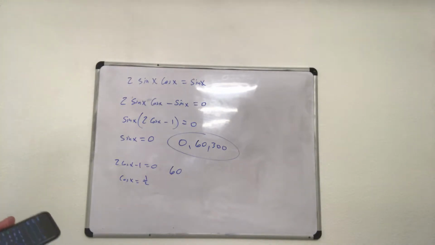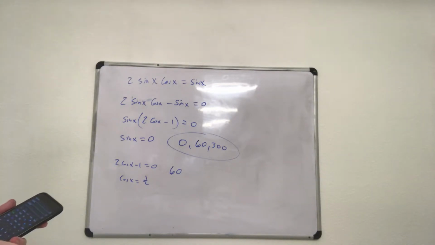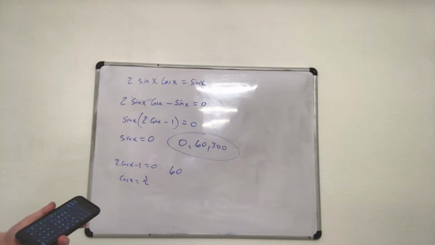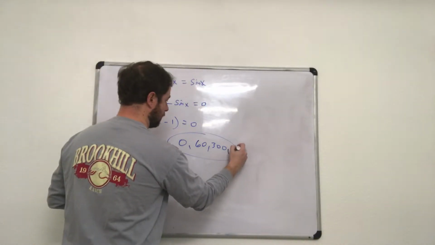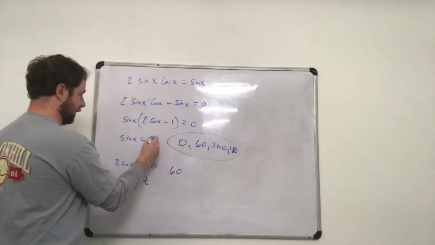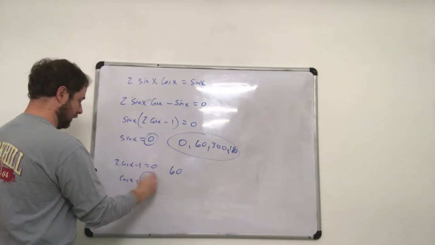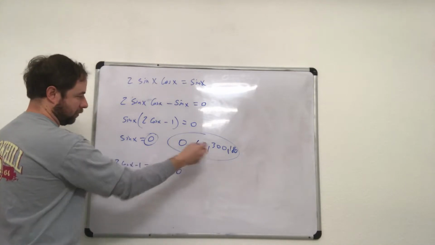There actually is one more, that sine is 0 at 180. So this one had 2, and this one had 2 also. So 0, 60, 180, 300.